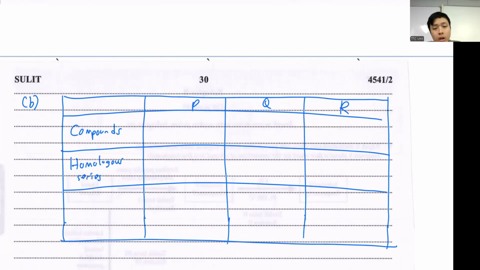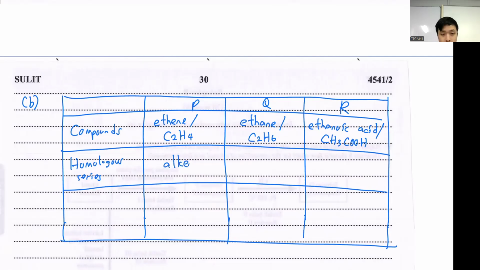You have to know, sometimes they ask for homologous series, what do you write? When they ask for functional group, what do you write? Normally for functional group, you write like carbon-carbon double bond. The OH is hydroxyl, like for alcohol. For acid, it's carboxyl, right? Homologous series, straight away, right? The compound for P is ethene, or you can just write C2H4. Same thing. Q is ethane, or you can write C2H6. R is ethanoic acid, CH3COOH. Homologous series: P is alkene. Q is alkane. R is carboxylic acid.